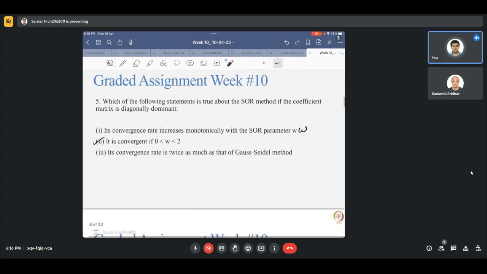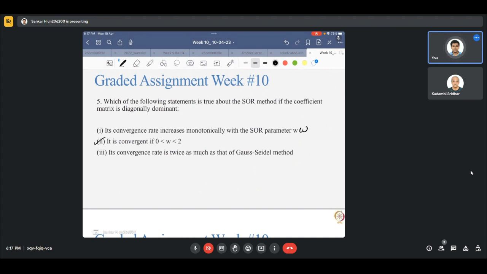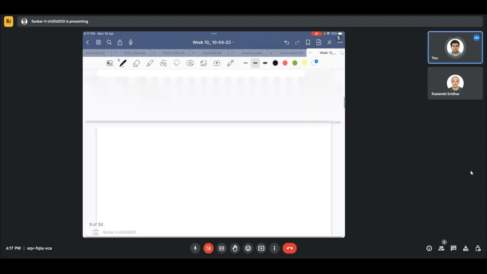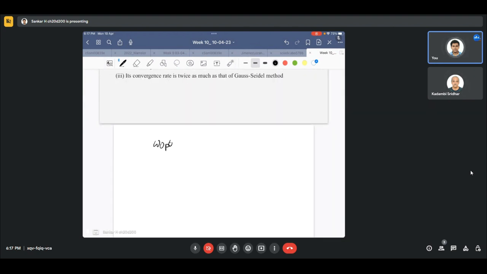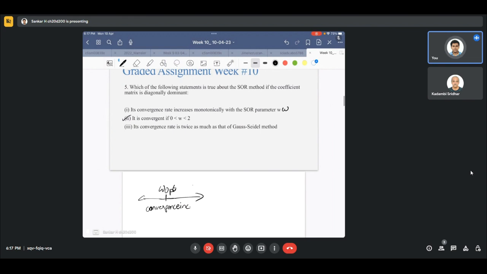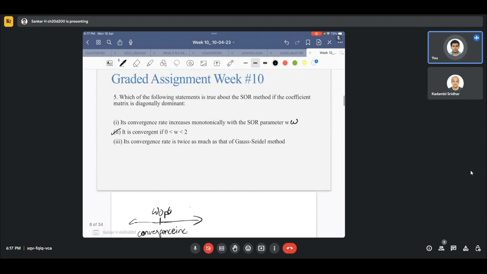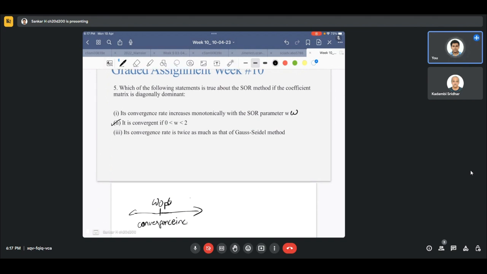Its convergence rate does not monotonically increase with the successive over relaxation parameter. There is an optimum parameter that can be found, given in the lectures before, and before and after which the convergence decreases. So at the optimum omega, that can be anywhere between 0 and 2, it is found to be the maximum rate of convergence. And the second statement, it is convergent if 0 less than omega less than 2, is again the condition for the successive over relaxation method.